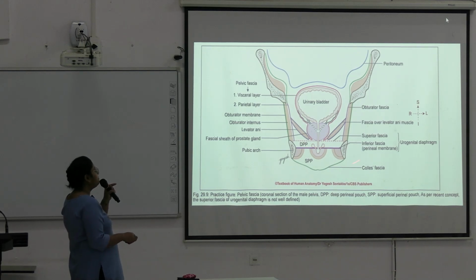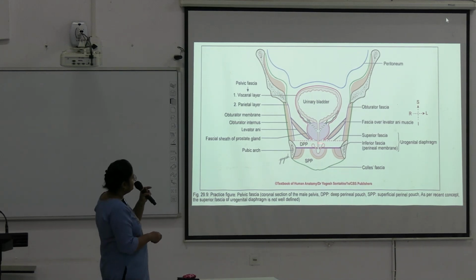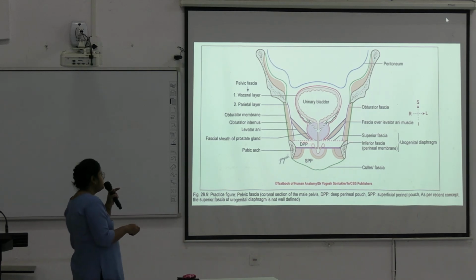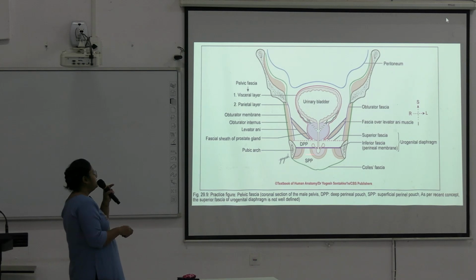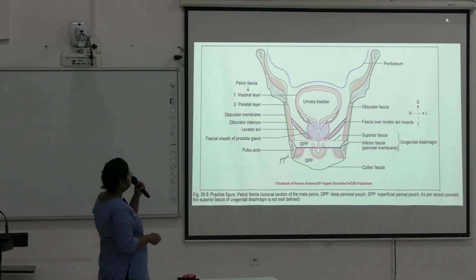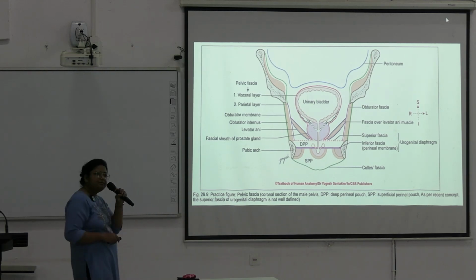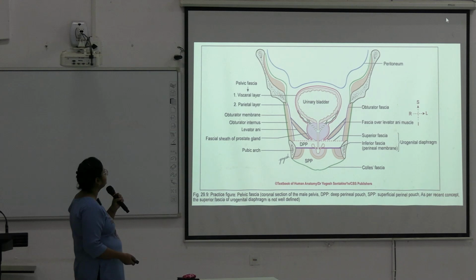And there are two pouches in the perineal region. This is the superficial perineal pouch. This is the deep perineal pouch. These two pouches are separated by the inferior fascia of the urogenital diaphragm, also known as the perineal membrane. There is also a superior fascia of the urogenital diaphragm, and here is the Colles fascia. So these are the important fascias lying within the pelvis. Next.